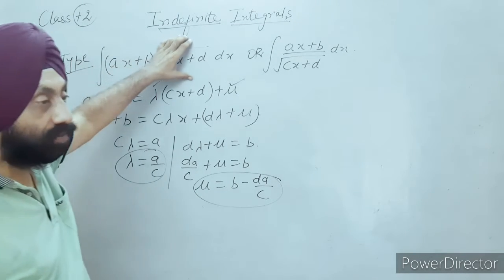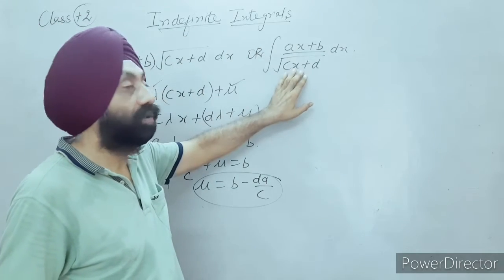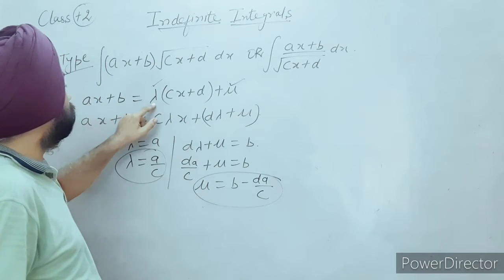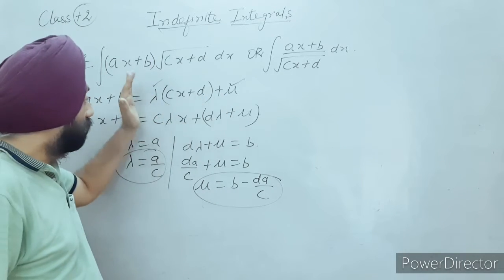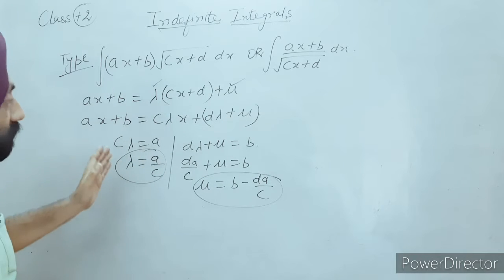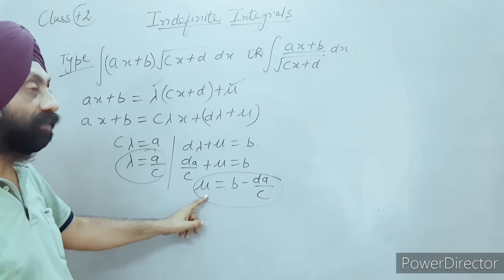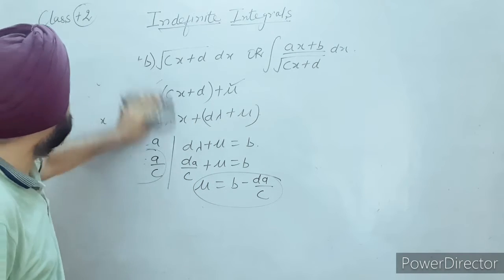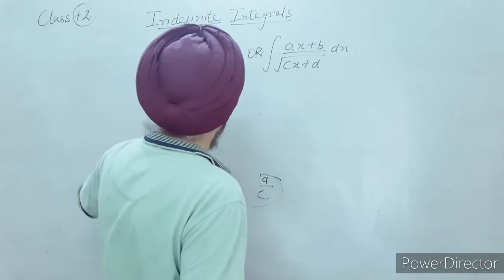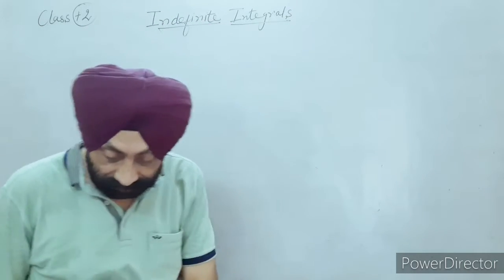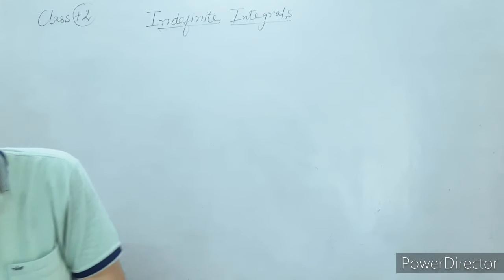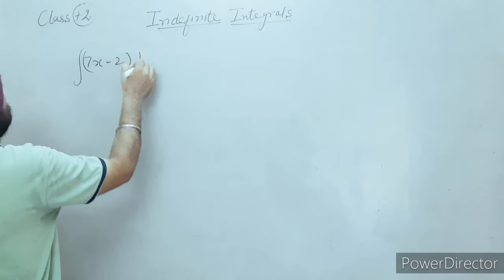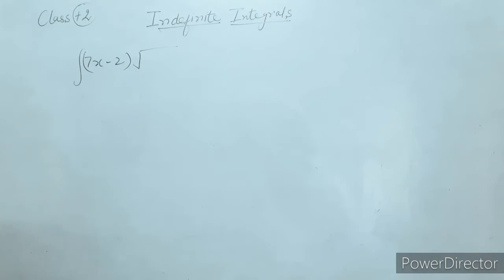The form is linear into under root of linear, or linear upon under root of linear. In both the cases, what we are going to do is write ax plus b as lambda times cx plus d plus mu. Then compare coefficients of x and constant term on both sides, find the values of lambda and mu, substitute here and then integrate. We will discuss one question on this. Now the question is: integrate 7x minus 2 into under root of 3x plus 2.